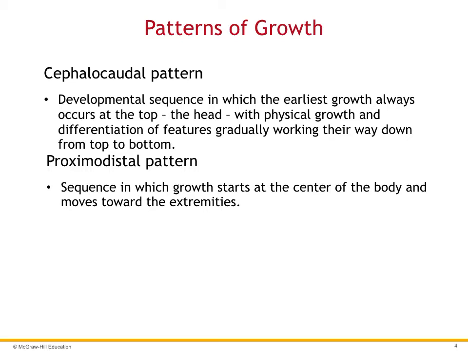That proximodistal pattern is the sequence in which growth starts at the center of the body and then moves towards the extremities, okay? So all the way out to your fingers and your toes, and that includes muscle control, and of course that starts in their trunk and then their arms, and that is where, if you have ever been around an infant, where they gain muscle control first.